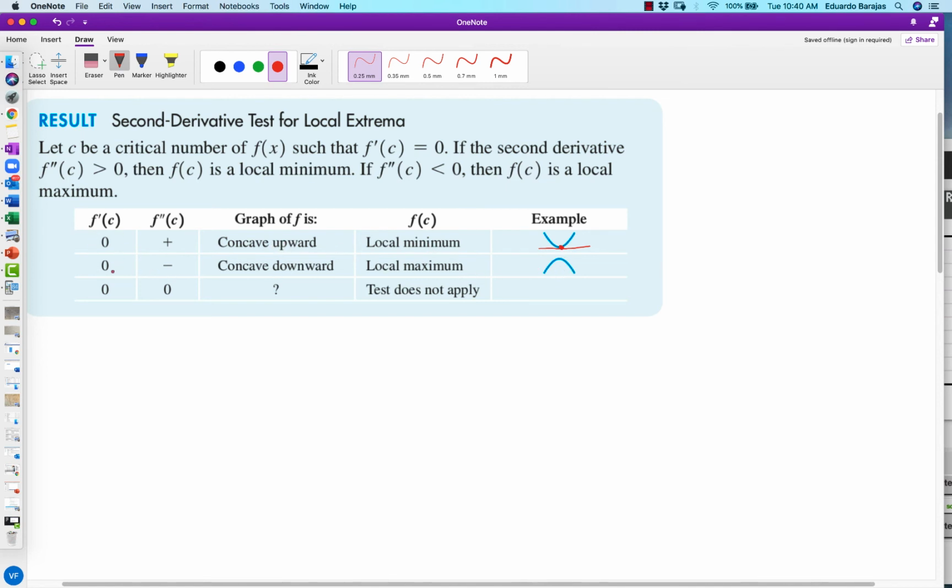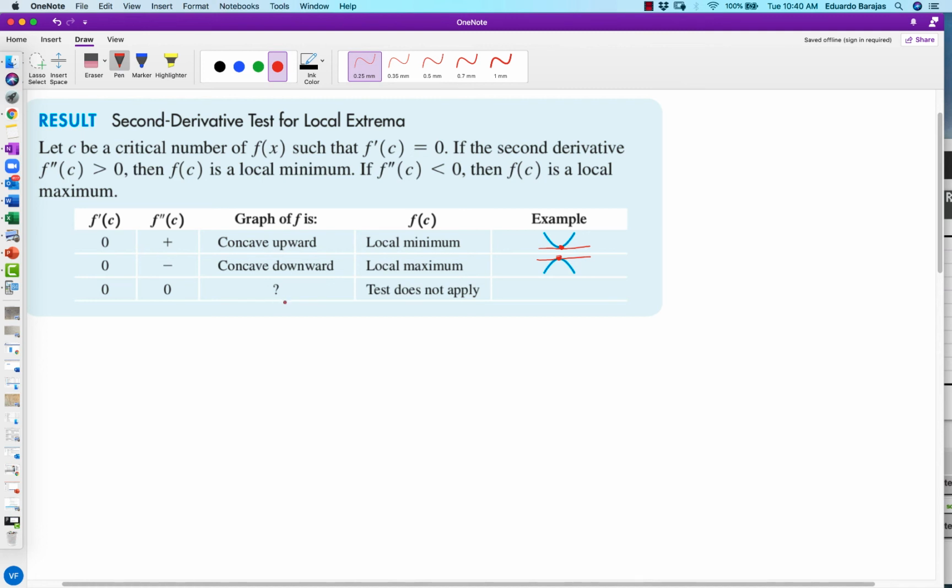On the other hand, if the first derivative is zero and the second derivative is negative, then we have concave downward, which means we have a local maximum. So we'll have something that looks like this. Very importantly, if the first derivative is zero and the second derivative is also zero, then we don't really have a conclusion, right? This test doesn't apply.